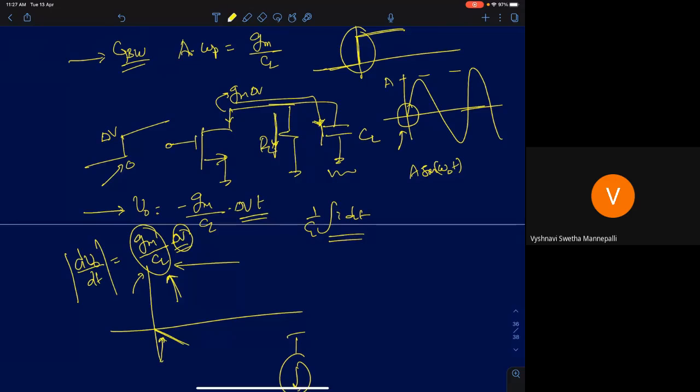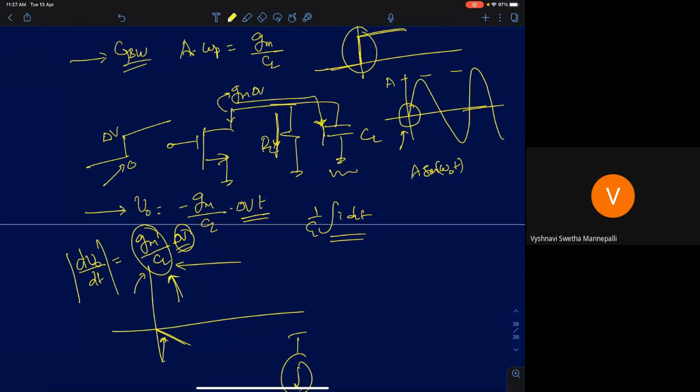What is the slope of this function at t equal to 0? How will you find the slope? You will differentiate the function and find it, right? What is the slope at the peak? If I ask you what is the slope at the peak, what will be the slope of a sine wave?